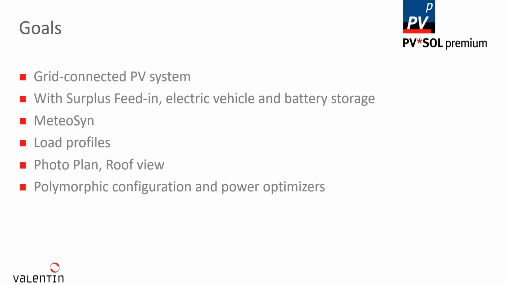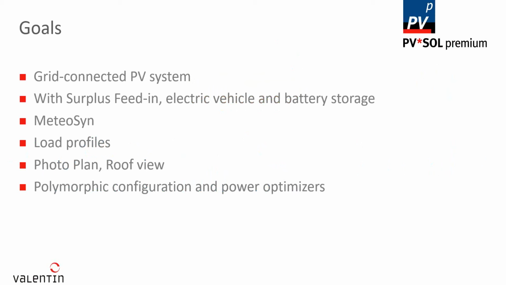Then there are different ways to determine the number of modules which you can place on the roof. One is the so-called photo plan. For that, you need a digital image and a reference measurement. And the other option is the roof view, which is an overview of the object you want to cover, and here you have to enter the dimensions of the object.